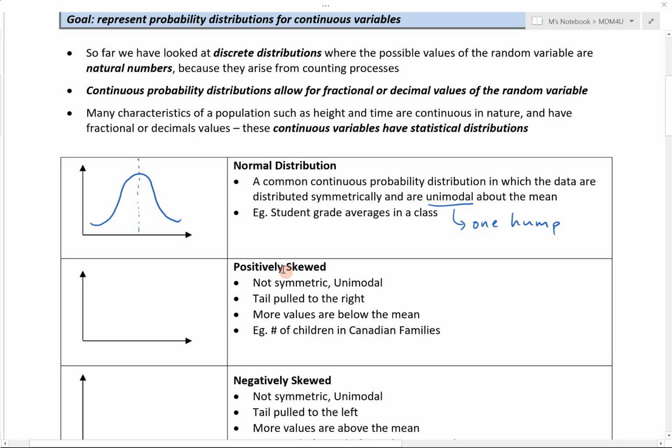Another kind of distribution is a positively skewed distribution. It would look something like this. It's not symmetrical, but it's still unimodal. The tail is pulled to the right, and more values are below the mean. If your mean value is here, you'd have more values below the mean. And if you recall, the top of the hump would still be considered your mode, because the y-axis represents your frequency, so the more frequent values. And the median would be somewhere in between the mode and the mean.